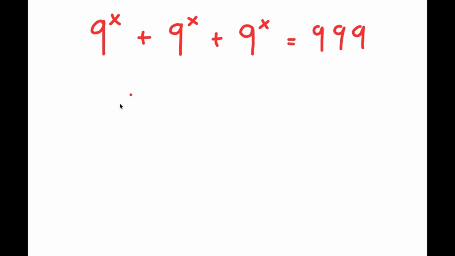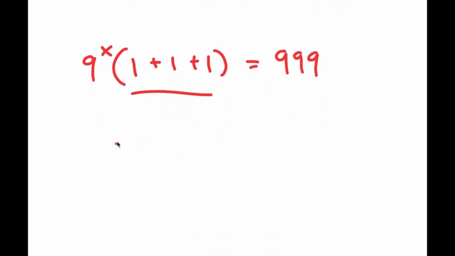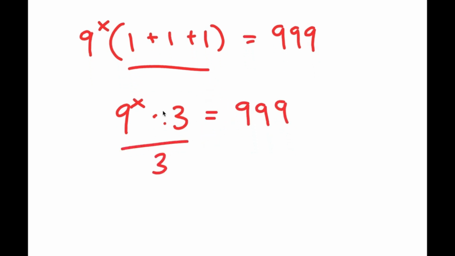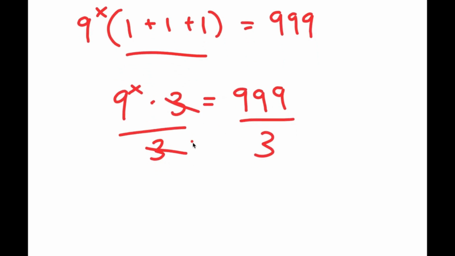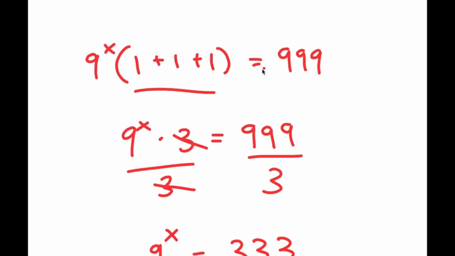Alright, I'm going to start off by factoring out 9 to the power of x from my left-hand side, because all my terms are 9 to the power of x. And from here, 1 plus 1 plus 1 is going to be 3. So I get 9 to the power of x times 3 is equal to 999. So now I can divide both sides by 3 so we can isolate x. So now I get 9 to the power of x is equal to 999 divided by 3, which is 333. So now we have a much simpler equation from what we started with.